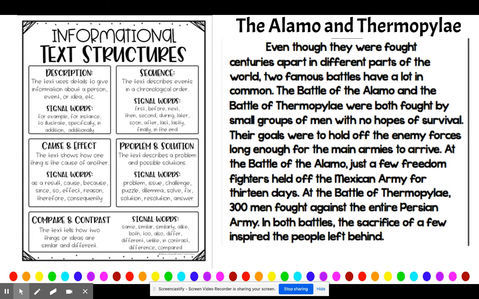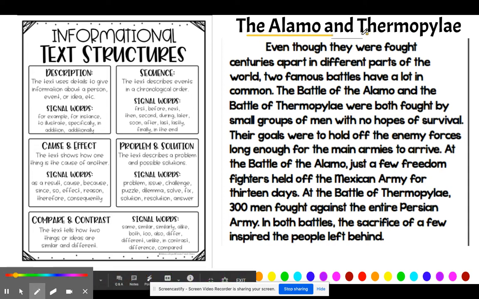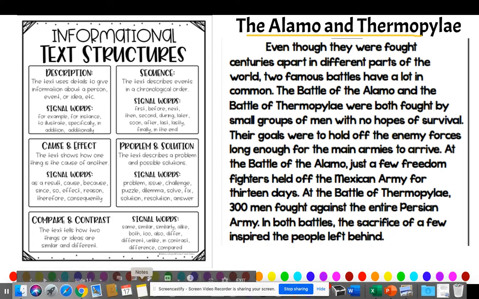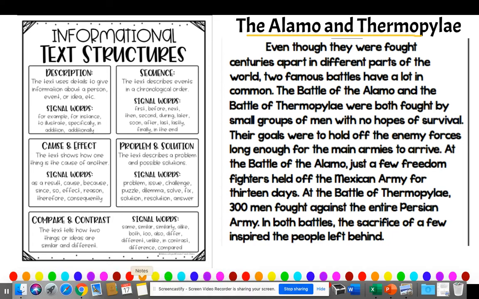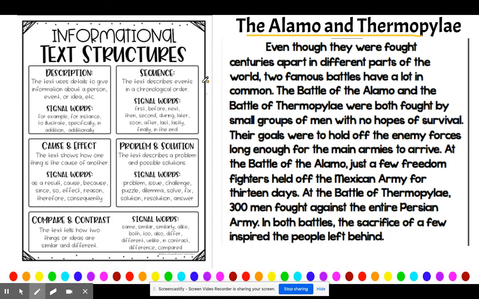Now, remember, step 1 for finding text structure is to read it. And anytime I have a text feature, I want to look at that too. So I've got this title up here called The Alamo and Thermopylae. Remember, titles are really good hints for main idea, but especially for text structure because I have 2 topics, Alamo, Thermopylae. Now, that's not going to be 100% it is compare and contrast, but it is a really good hint that I could maybe start looking for some signal words right here.